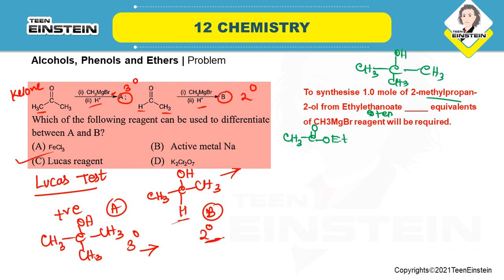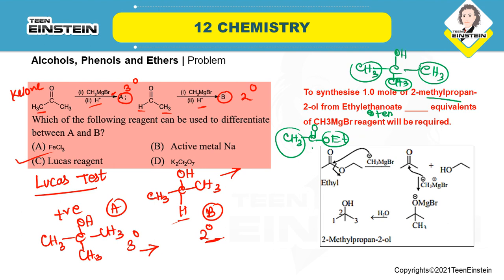Now it is asking how many equivalents of methyl magnesium bromide reagent will be required. When Grignard reagent reacts with an ester, in the first attack it will remove this OEt as a leaving group. So there is no addition reaction, it is a simple replacement of the OEt part. So one CH3 group will now be attached, and in the final product there are a total of 3 methyl groups. So 1 methyl group is already present in the ester starting material. The other 2 methyl groups must be coming from CH3MgBr. That means we need 2 equivalents.